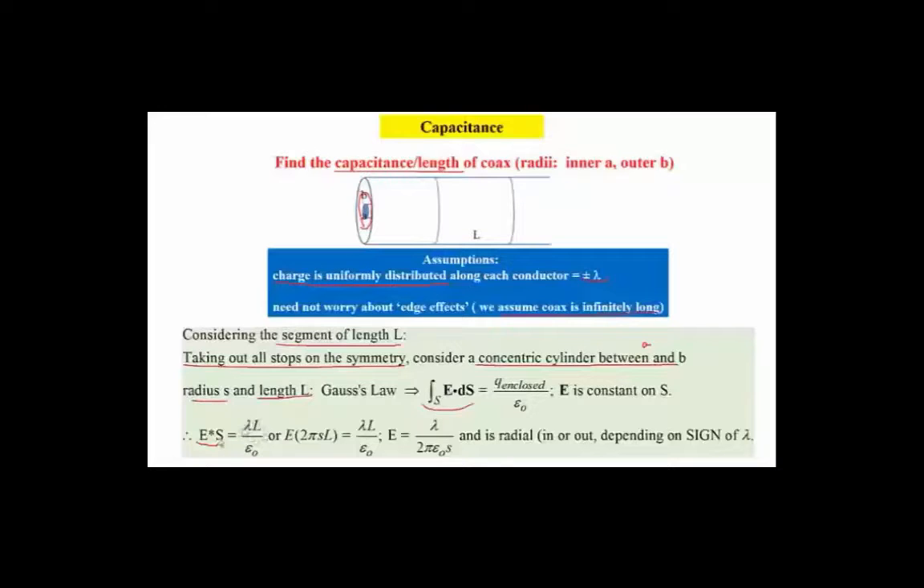Well, what is capital S, the area? It's just 2 pi S, which is the circumference at radius S, times L. Setting the two equal, we end up with E equals lambda over 2 pi epsilon naught S. And notice that this is going to have the charge divided by L, so we're going to need to remember that. And the E field is radial, and it's going to be in or out depending on the sign of lambda.